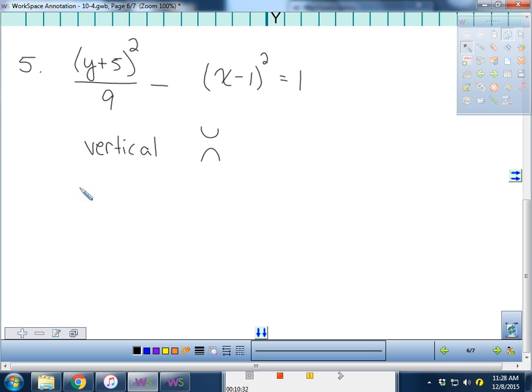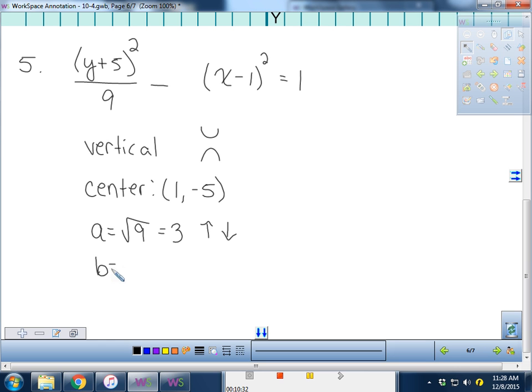Okay? And let's identify our center. You always get the x from the x and the y from the y. So this is going to be +1, comma, -5 as your center. Let's identify your a. A is always the number in front, so I will square root that 9. The square root of 9 is 3. Since 3 is underneath the y, I will go up 3 and down 3.